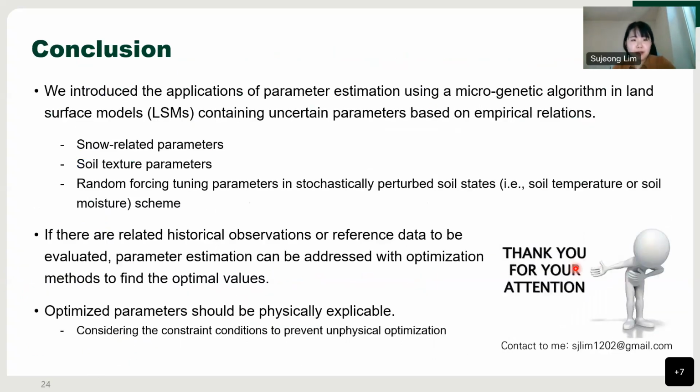So this is my conclusion. We introduced the application of parameter estimation using microGA in a land surface model to find optimal parameters. Our results showed that if there are historical observations or reference data to be evaluated, parameter estimation can be addressed with an optimization method, but we always care that the optimized parameters should be physically explicable. Okay, thank you for your attention.